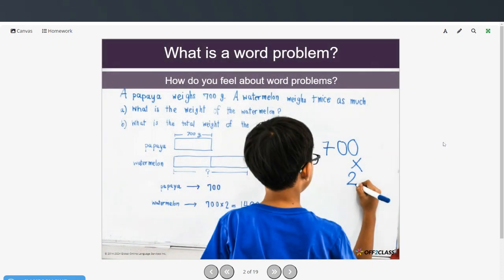So what is a word problem? Here's an example here on the whiteboard that this boy is trying to solve. And how do you feel about word problems? Well, sometimes even native speakers don't like word problems because they can be somewhat difficult to solve, and if English is not your first language, they can be even more difficult.